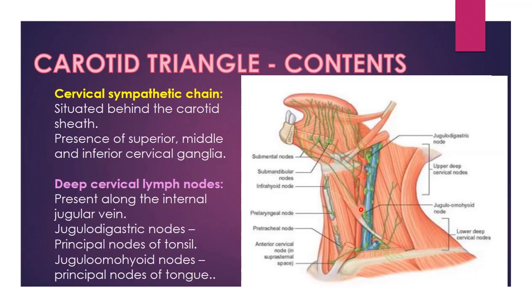Jugulo-omohyoid nodes are called the principal nodes of the tongue, because all the lymphatics from the tongue ultimately come and drain here. Jugulo-digastric nodes are actually the principal nodes of the tonsil. Then it also receives the supraclavicular nodes, okay, and lymphatics also from the upper limb, the apical nodes. They are also received by the jugulo-omohyoid nodes. So that is about the deep cervical nodes.